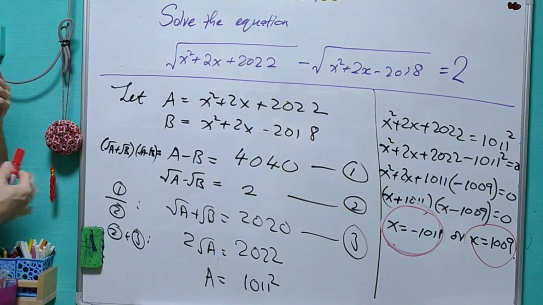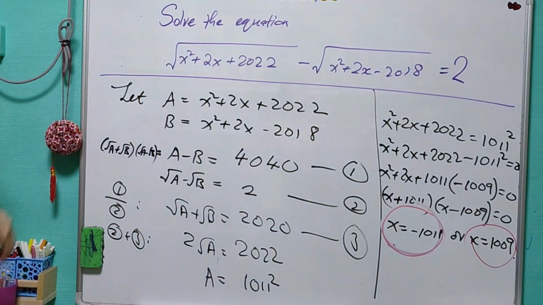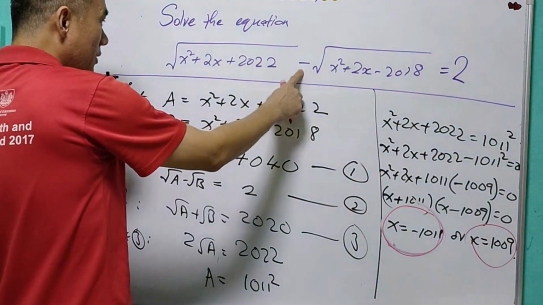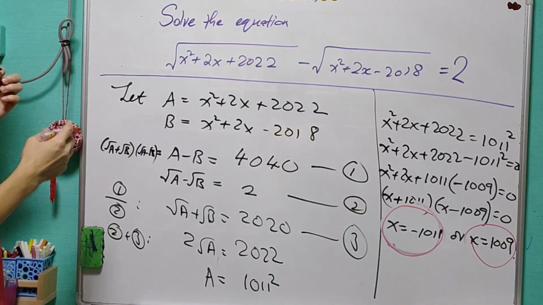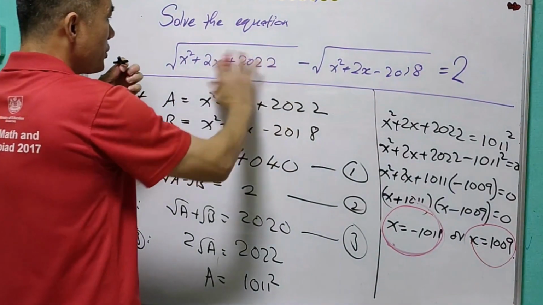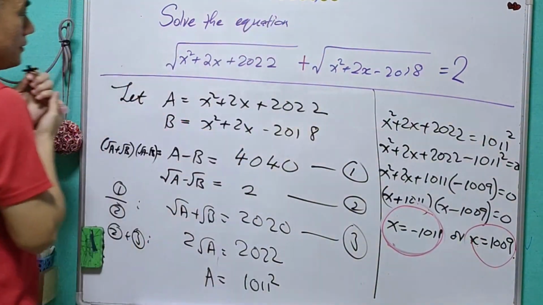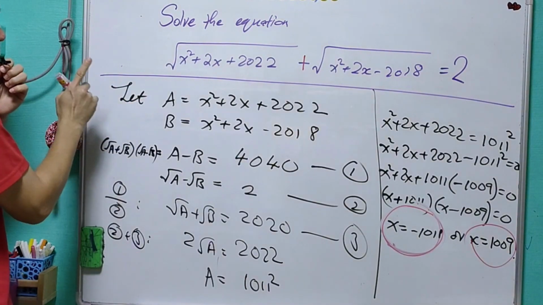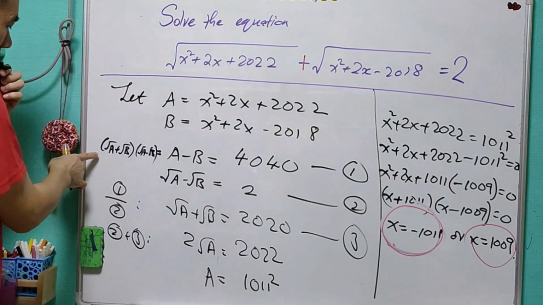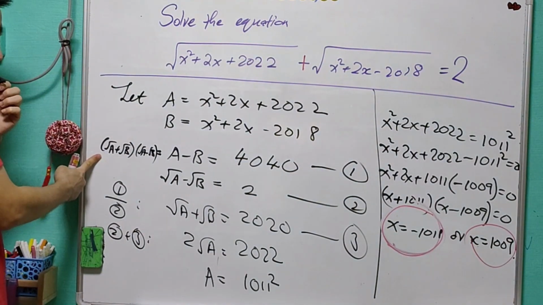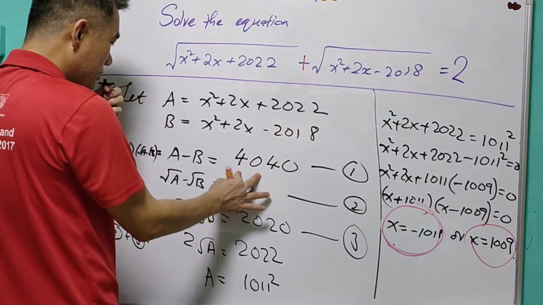Now there's another interesting observation that we can make. If we tweak it a little bit, instead of minus here, we change it into plus, what will happen? So let's see. If we change the original equation to a plus here, we still can use a similar technique with A and B. So equation 1 still remains the same because A minus B is still this constant 4040.